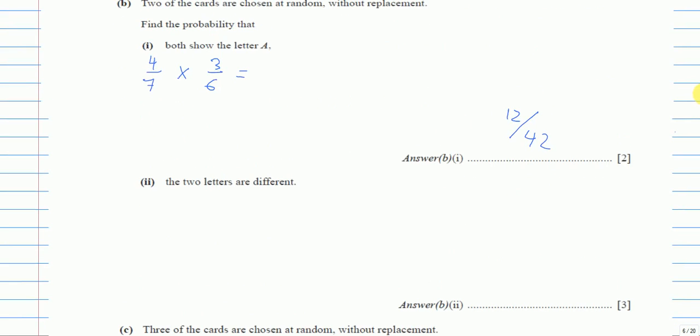Part 2 now. The 2 letters are different. Now this is for 3 marks. It needs a little bit of thinking. So there are 3 possibilities. Either the first one is A and the second one is either B or C.